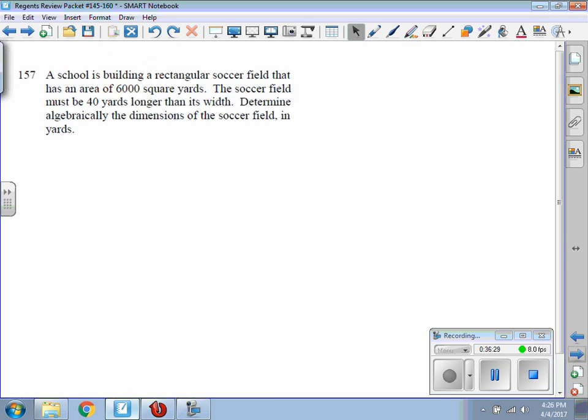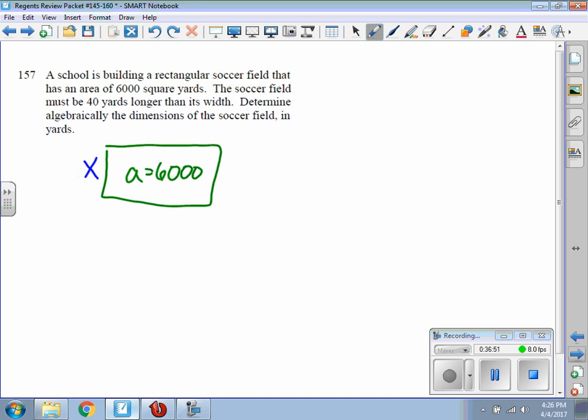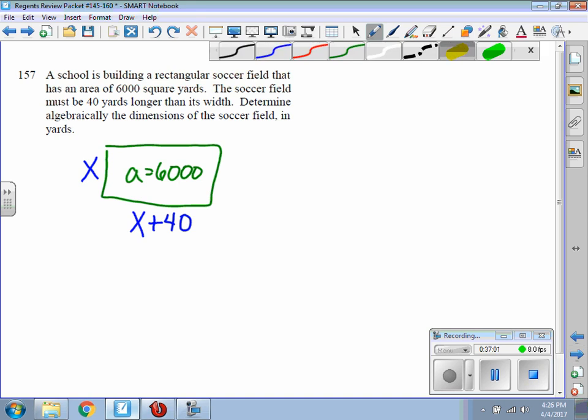A school is building a rectangular soccer field. All right, I'm going to draw a rectangle with an area of 6,000, my inside is 6,000. The soccer field must be 40 yards longer than its width. All right, whatever my width is, I could say x, 40 yards bigger, x plus 40 is my length. Determine algebraically. Algebraically again, we've got to show solving the equation. The dimensions of the soccer field in yards.